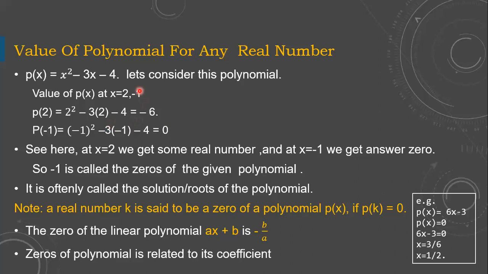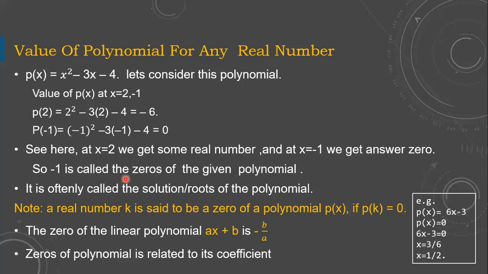In the same way we will go for minus 1. Substitute minus 1 at the place of x wherever there is x in the polynomial. So minus 1 square minus 3 into minus 1 minus 4. As we calculate this, we get the answer 0.